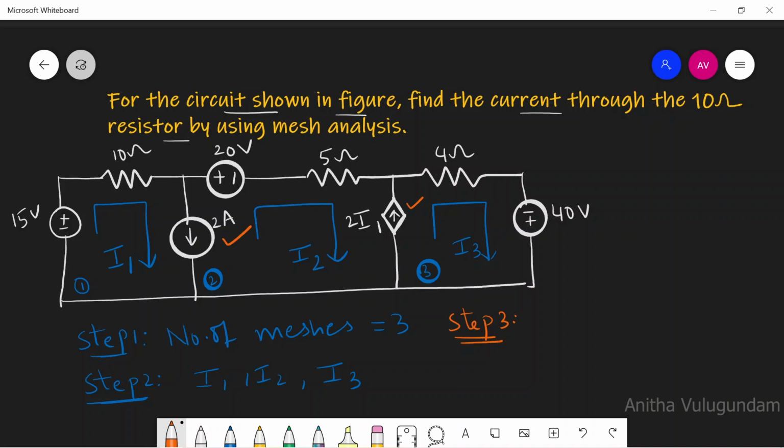In supermesh analysis, step 3 is to look for the meshes which do not contain any current source and then apply KVL. In the circuit given, we don't have any mesh which does not contain any current source. So step 3 is simply ignored. Step 4: we have to remove the branches having current sources and then apply KVL. Let me redraw this figure.